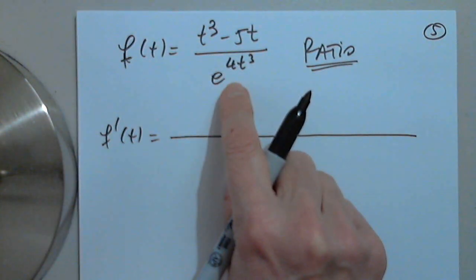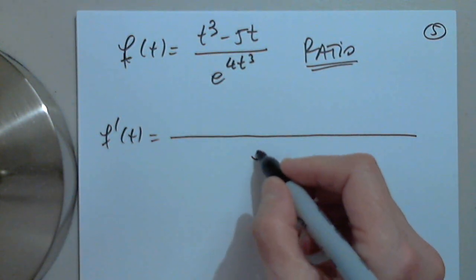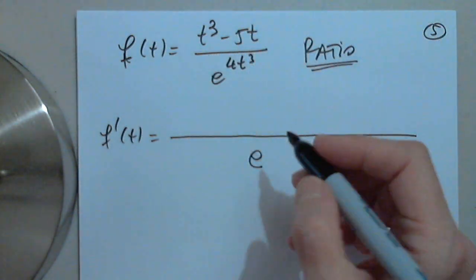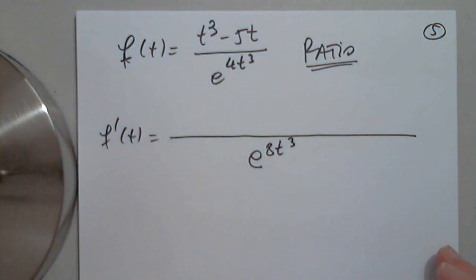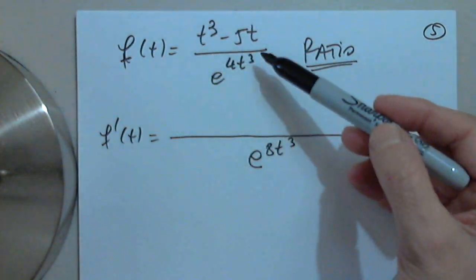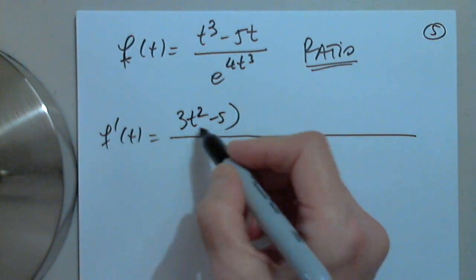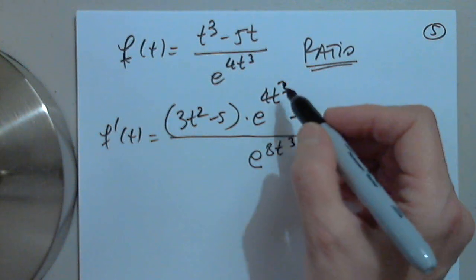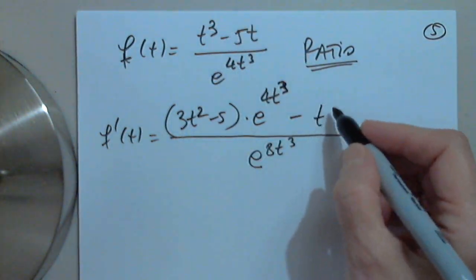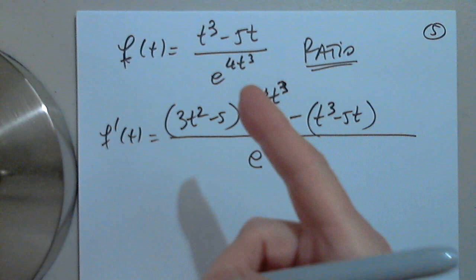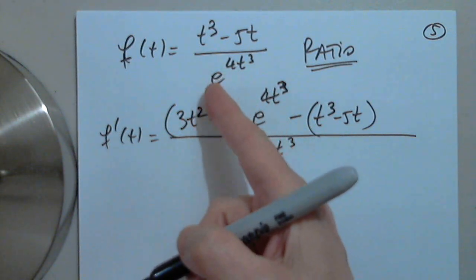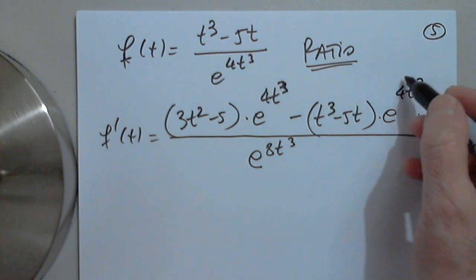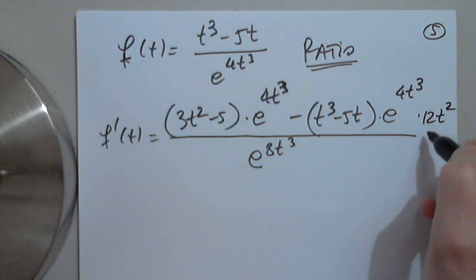I square the denominator, copy the base, multiply the exponents. 4t cubed times 2 will be 8t to the third. So now I differentiate the top, and I get 3t squared minus 5 times the denominator minus the numerator times the denominator prime. E to a function prime is e to that function times the inner function prime, 12t squared.